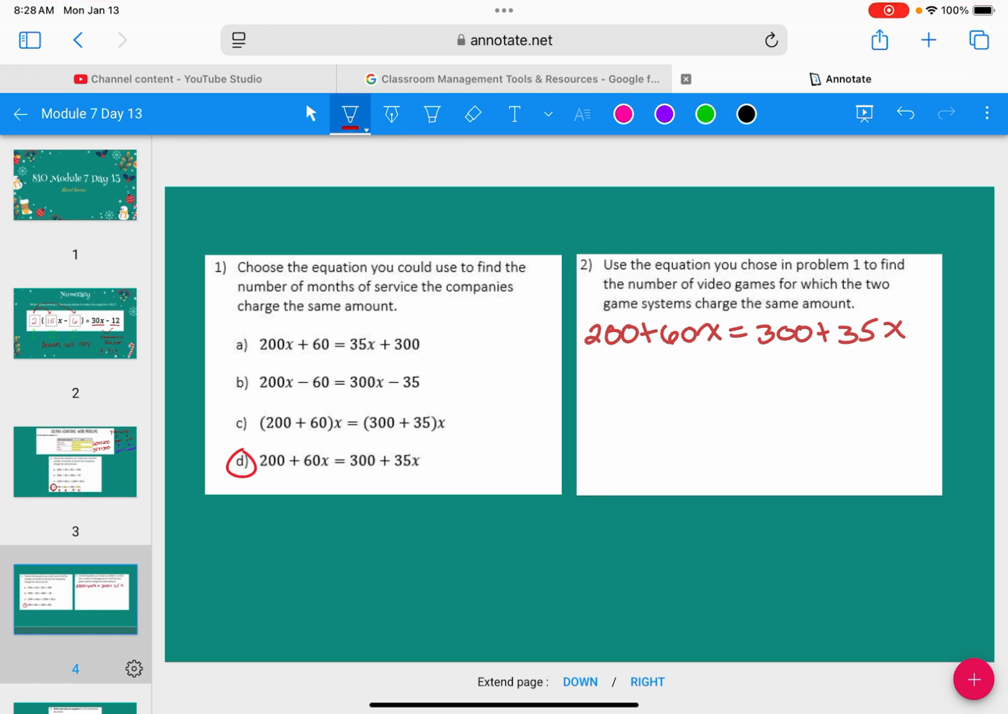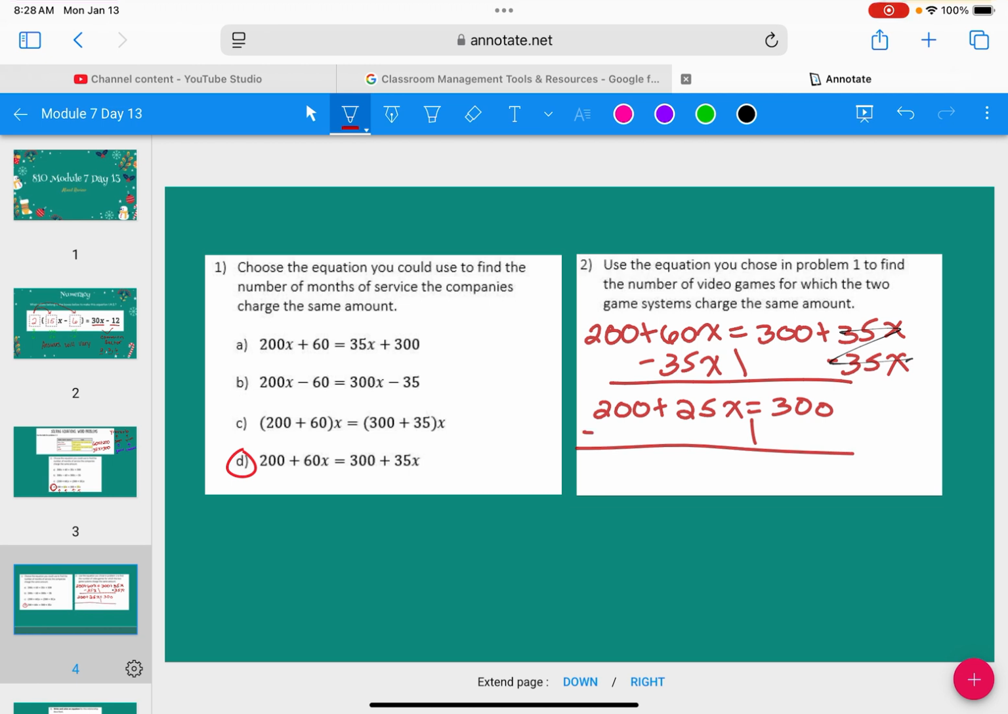All right, so I'm going to get my variables on the same side, just like we've been doing for a couple weeks now. So I'm going to be left with 200 equals 200 plus 25x equals 300, because over here those canceled.